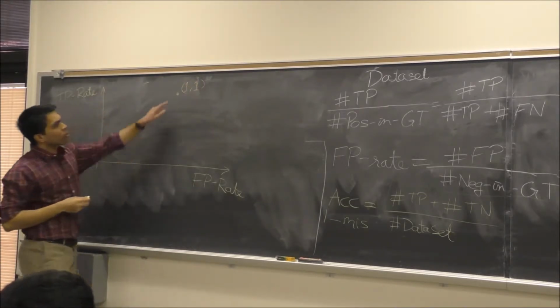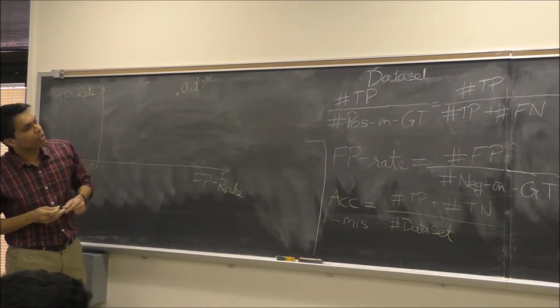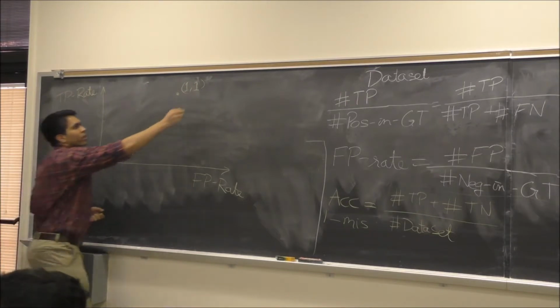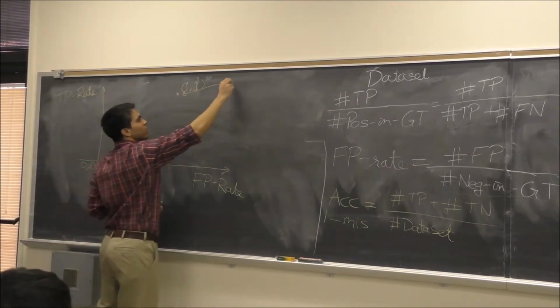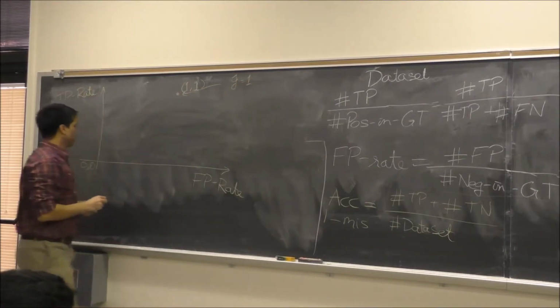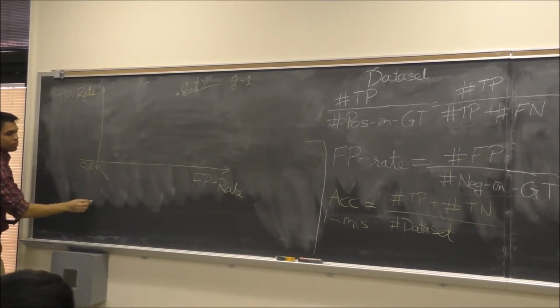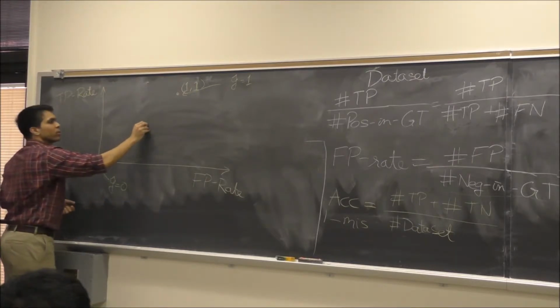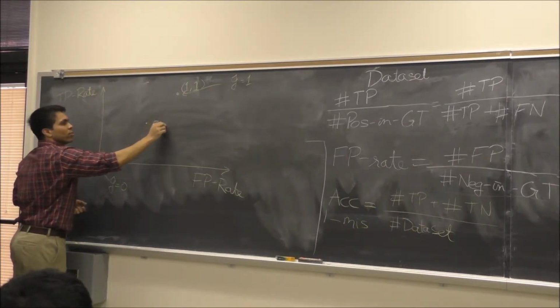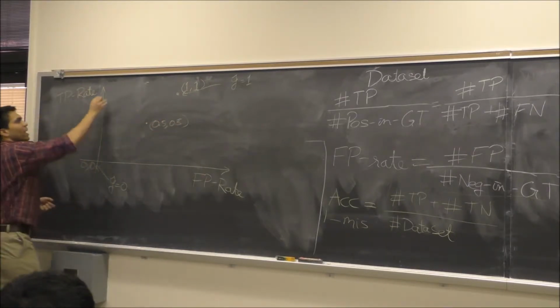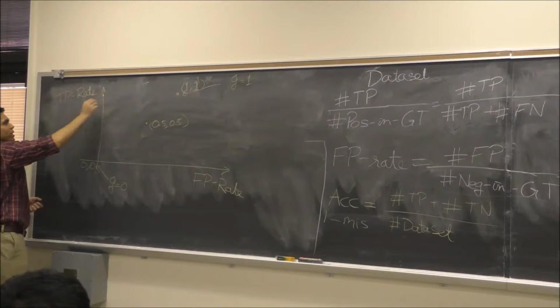We said 1, 1 is the performance of the thing that calls everything positive. So this point is achievable really easily. Just call y hat equals 1. This point is achievable really easily: y hat equals 0. This point is also achievable somewhat easily. Just flip a random coin. It's this point that's hard. That's where we'd like to be. This is 1, 0.